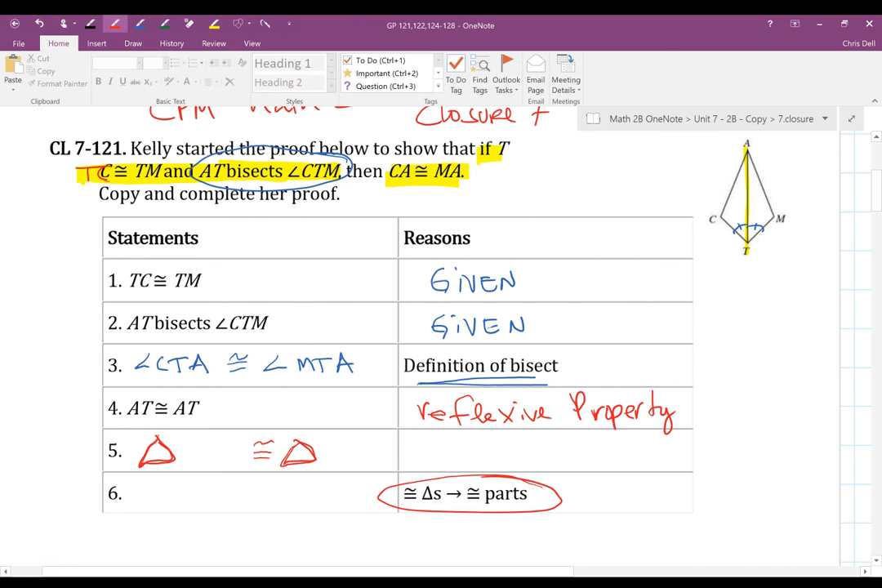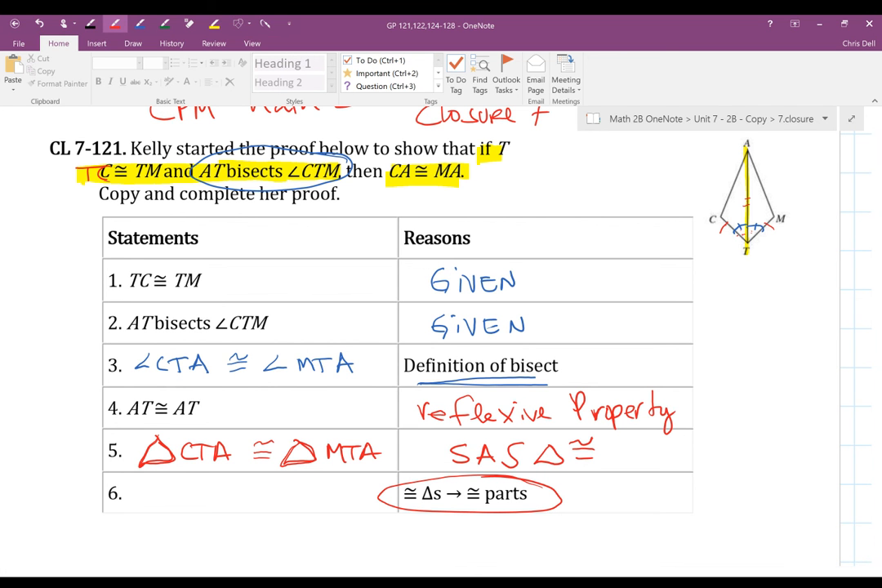Based on what information I have, which triangles can I say are congruent? If CT is congruent to TM, and AT is congruent to itself, and I established that those two angles are congruent, I have a side angle side. So we could say that triangle CTA is congruent to triangle MTA. Why? Because of side angle side triangle congruency.